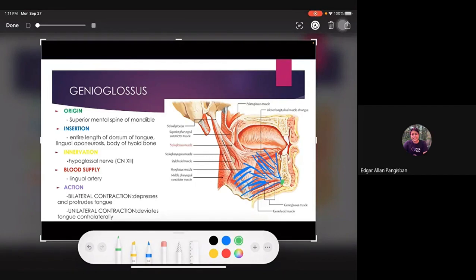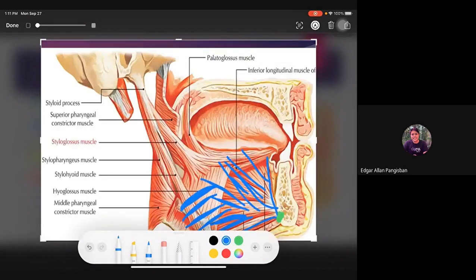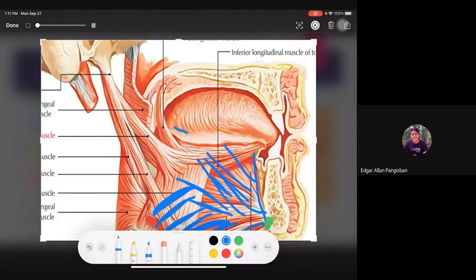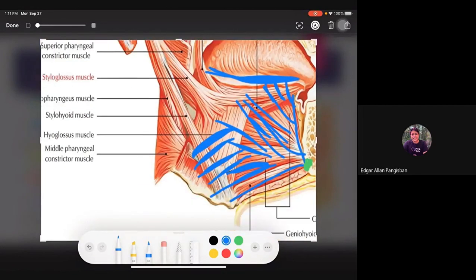Okay, so we go back to your genioglossus, it has the widest range, because as you can see, the insertion is three. Three insertions: the entire length of the dorsum of the tongue, the lingual aponeurosis, and the body of the hyoid bone. Okay, so that large is its insertion. Here, the dorsum of the tongue. The entire length of the dorsum of the tongue, that is where our genioglossus is inserted. And of course, the hyoid bone.